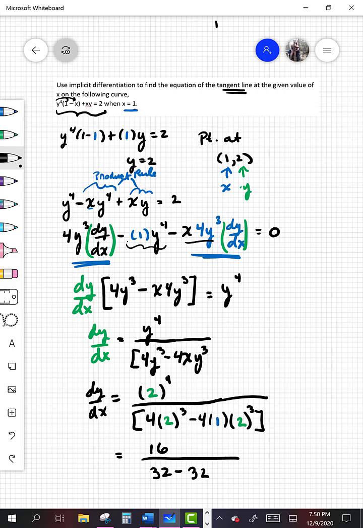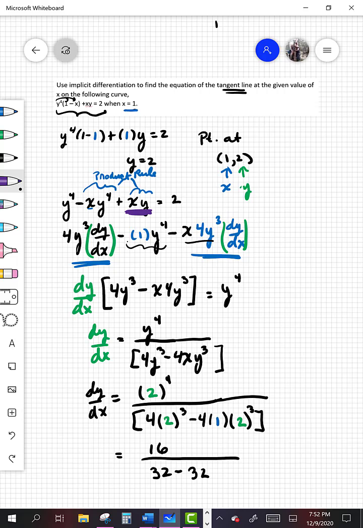Something happened. Look back. Okay, so I realized back up here that when I went through, I did not do the product rule or differentiate this x times y. And so let's do that.